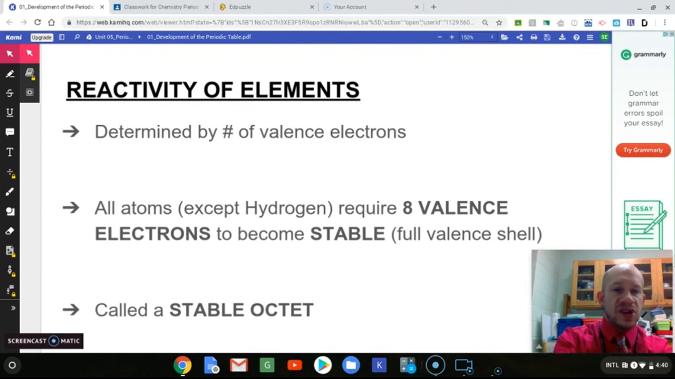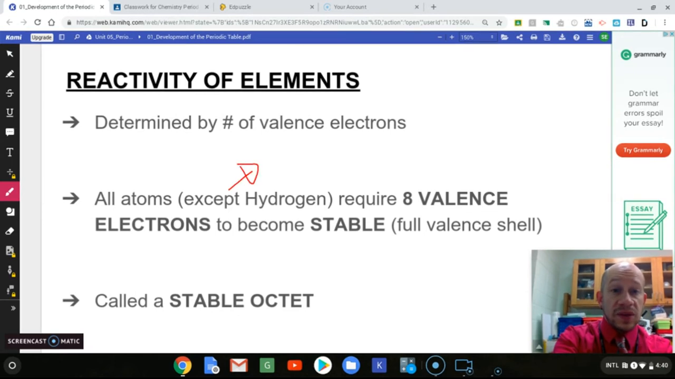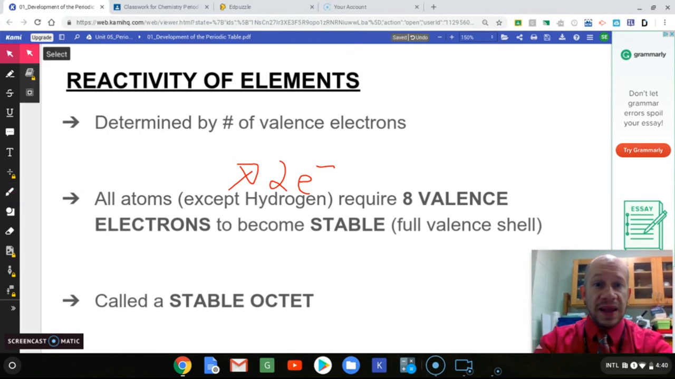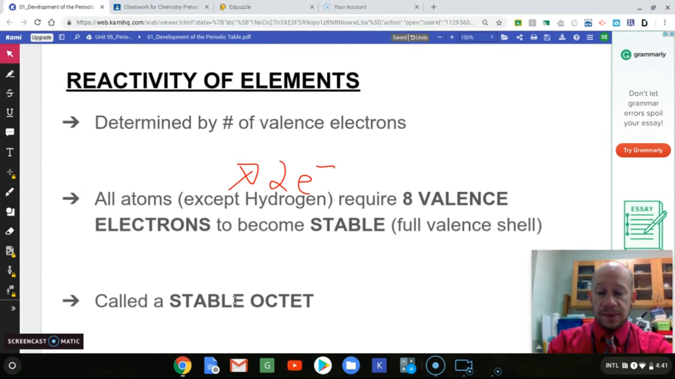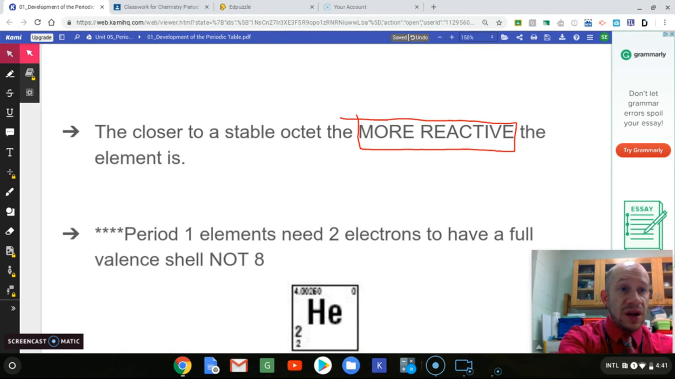All atoms except hydrogen wish to get to 8. Hydrogen is stable with 2 electrons. All others are stable when they have 8 electrons. And that's important. This is called our stable octet. So the closer to a stable octet, the more reactive that element is. So for example, if I need one more electron to reach my stable octet, I'll be very reactive. The exception is in period 1 elements, hydrogen and helium. They only need 2 to have a full shell, not 8.